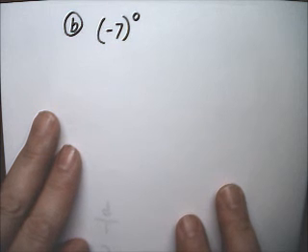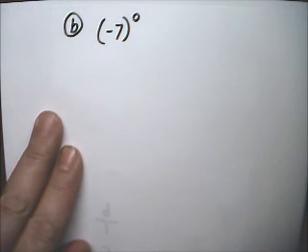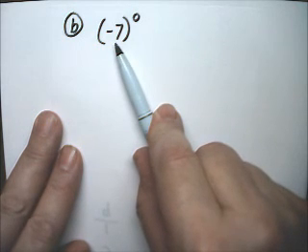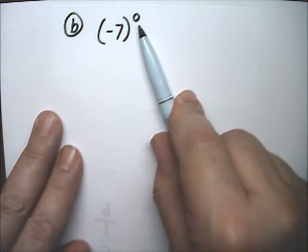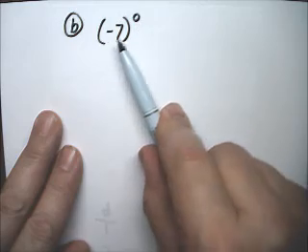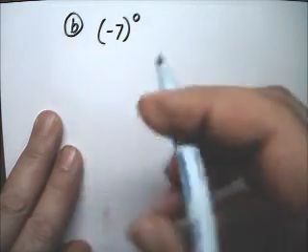Alright, 0 exponent. Anything to the 0 power is 1. So it doesn't really matter what's in the parentheses. If it's raised to the 0 power, then that is just 1. So this answer is 1.